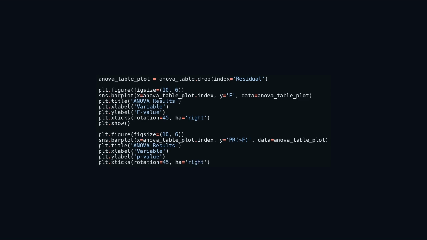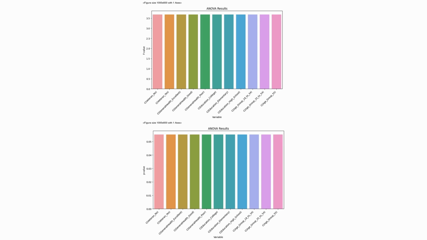Such visual aids are crucial for comprehending ANOVA results and pinpointing variables that wield a notable influence on the response variable in statistical analyses. They offer a more intuitive approach to interpreting statistical outcomes compared to a mere examination of figures within the ANOVA summary.